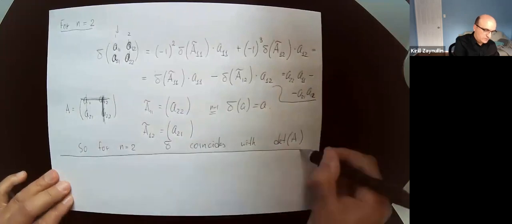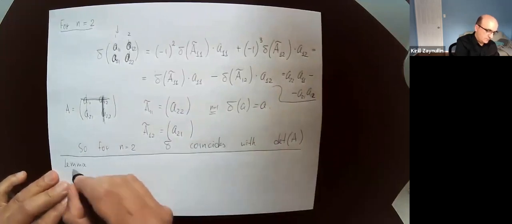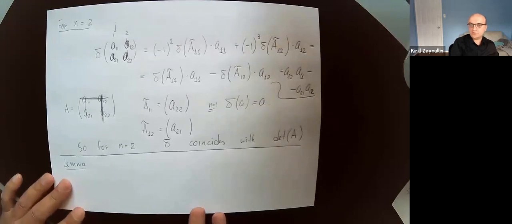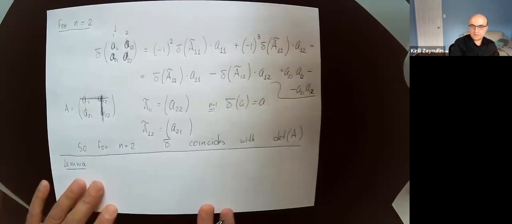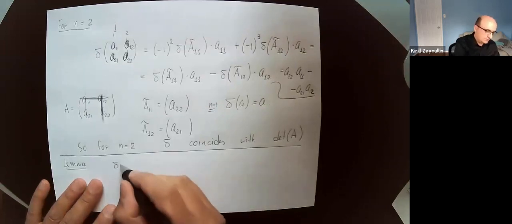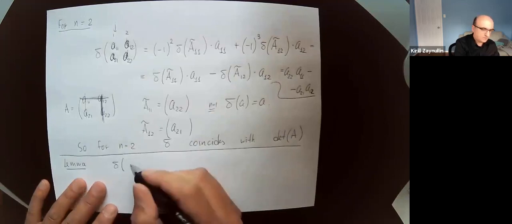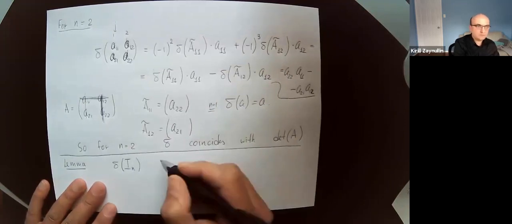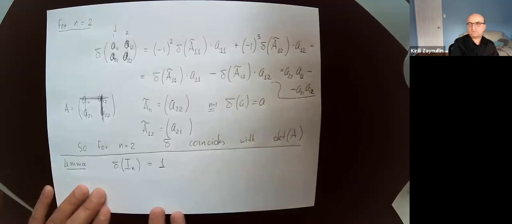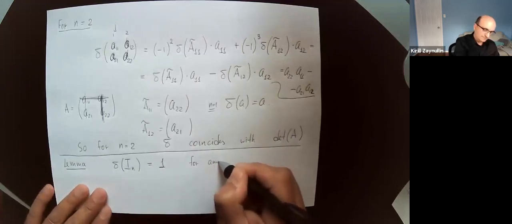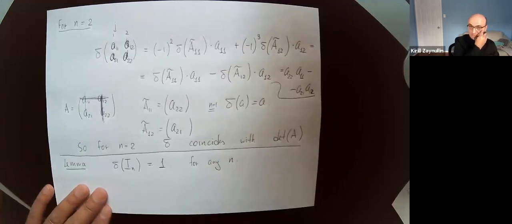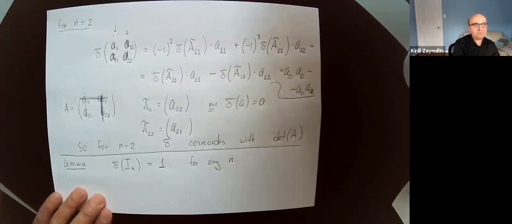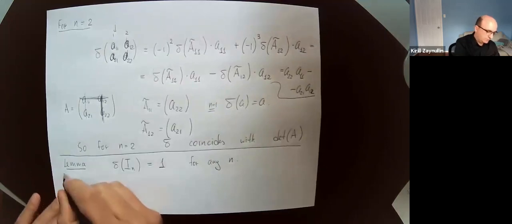Okay, so in order to do this, let me first prove several facts concerning this function delta. One of the facts would be: if I apply delta to the identity matrix I_n, then what do we get? We must always get 1, for any n. Okay, so let me give a proof.